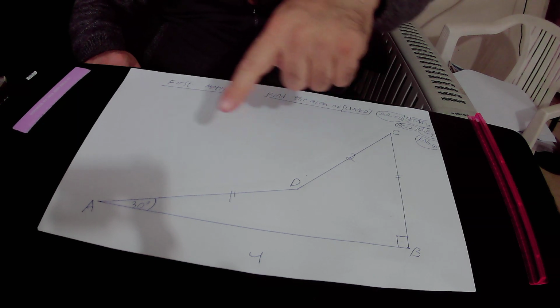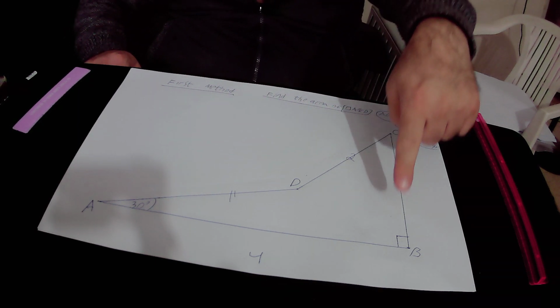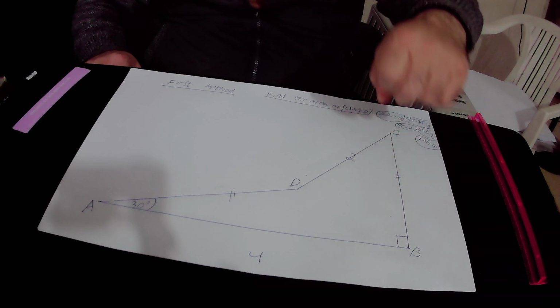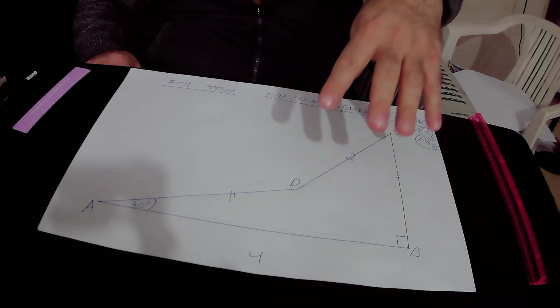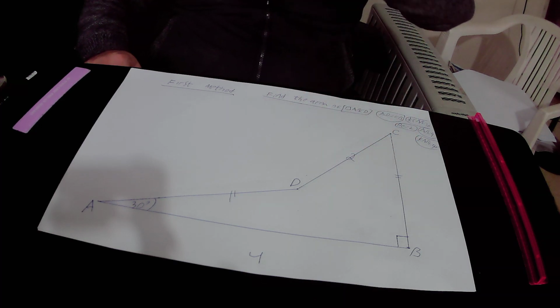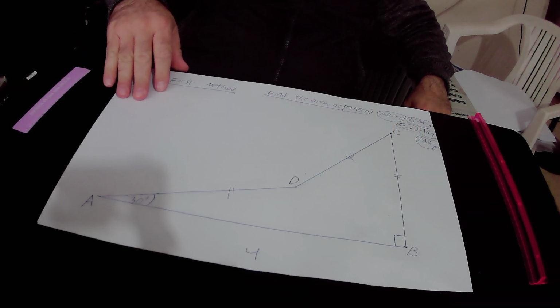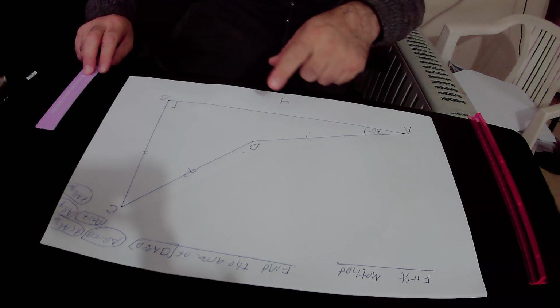Angle DAB equals 30 degrees. Angle ABC equals 90 degrees. It is a right angle. And we want to find the area of this quadrilateral ABCD. So we will start with the first method. In the first method, we will do a construction from point D.